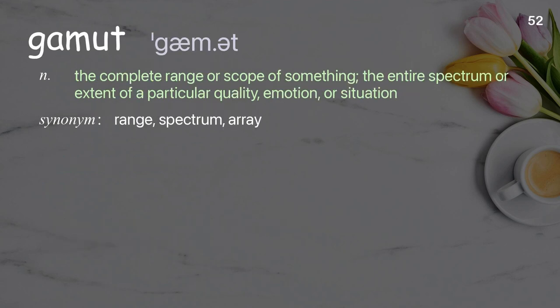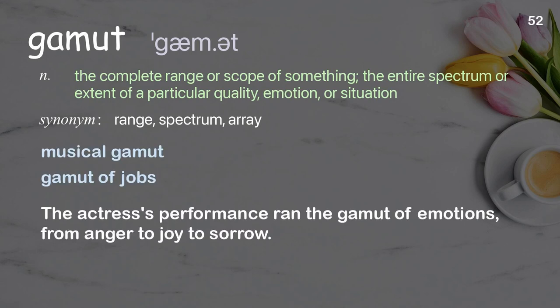Gamut: the complete range or scope of something, the entire spectrum or extent of a particular quality, emotion, or situation. Examples: musical gamut, gamut of jobs. The actress's performance ran the gamut of emotions, from anger to joy to sorrow.